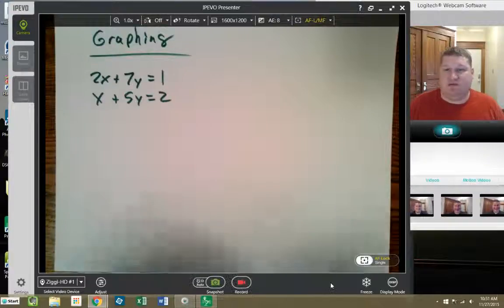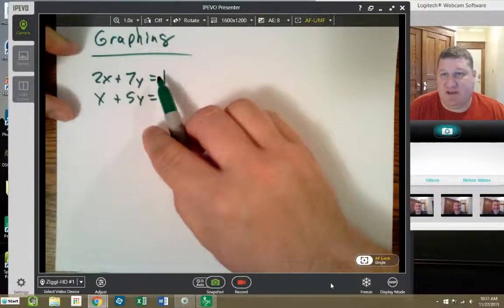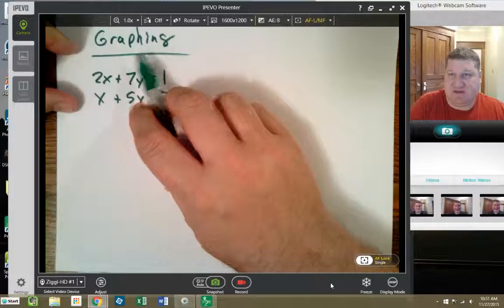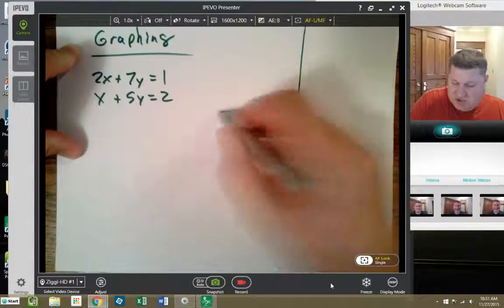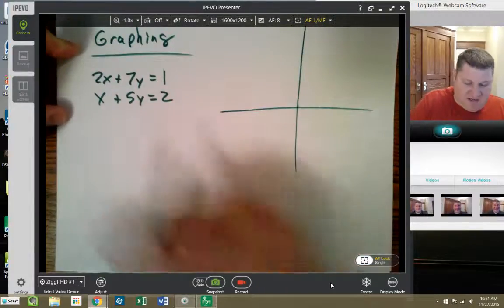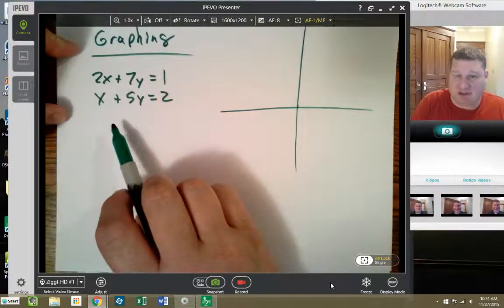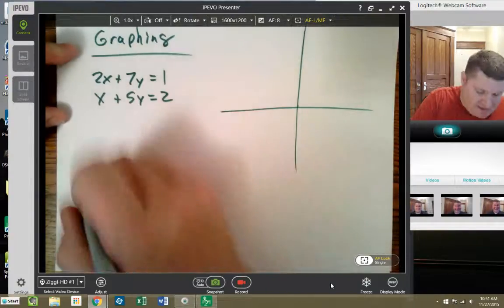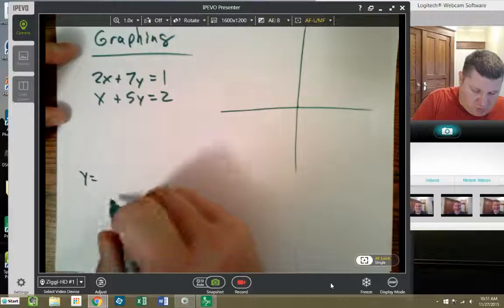Okay, ladies and gentlemen, we're ready to do the graphing method. Now, obviously, the graphing method is, as you would think, we're going to need to graph it. So before I can put it on a graph, I need to get these equations into a form that can be graphed. So I want to get y equals for each equation.